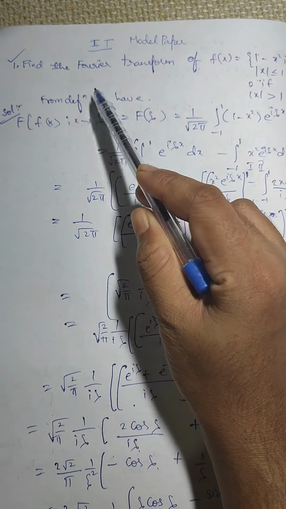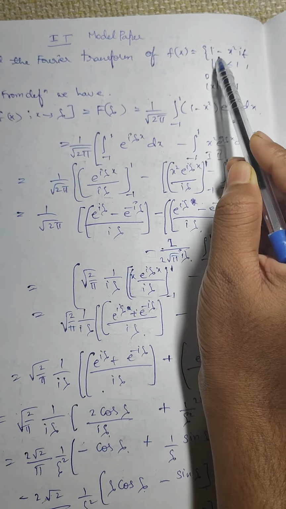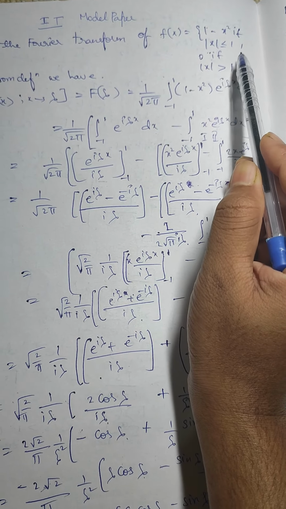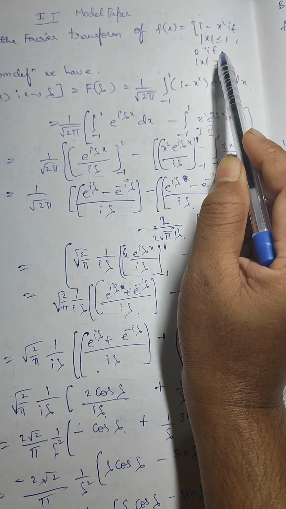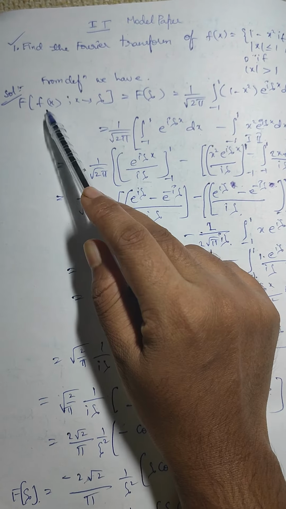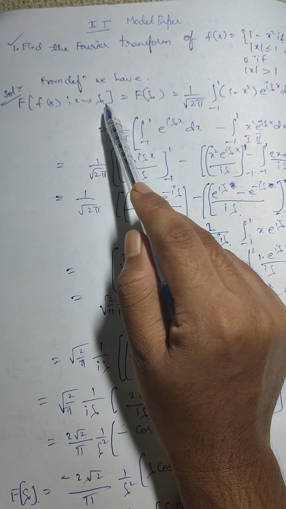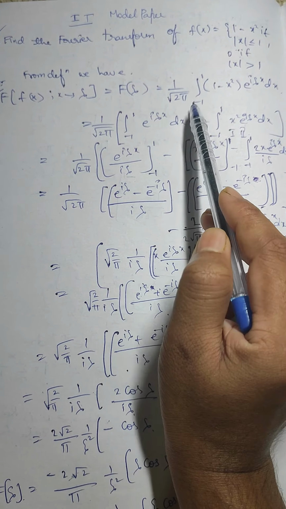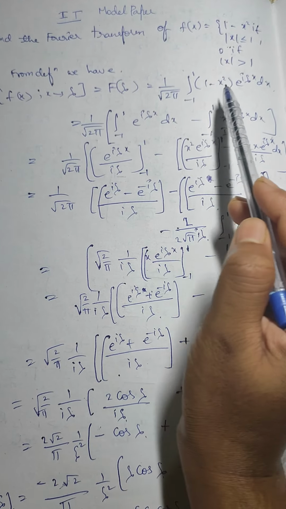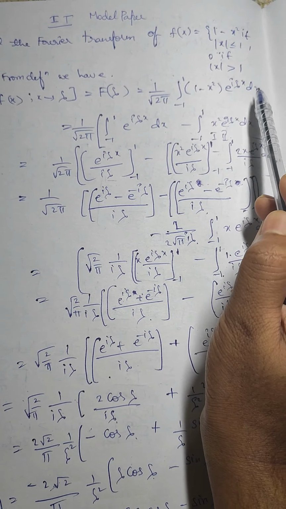Hi everyone, today we'll be talking about the Fourier transform of f(x) = 1 minus x square if mod x is less than or equal to 1, and 0 if mod x is greater than 1. So from the definition we have the Fourier transform of f(x), x tends to xi, F(xi) is equal to 1 by root 2 pi into the integral over minus 1 to 1 of (1 minus x square) into e power i xi x dx.